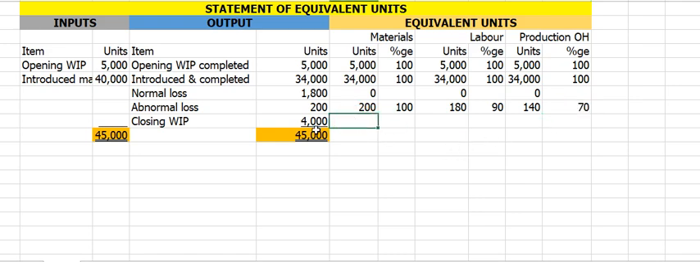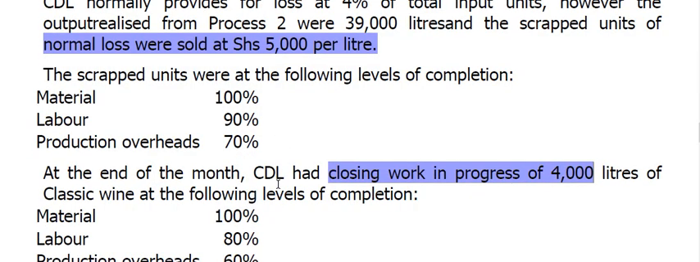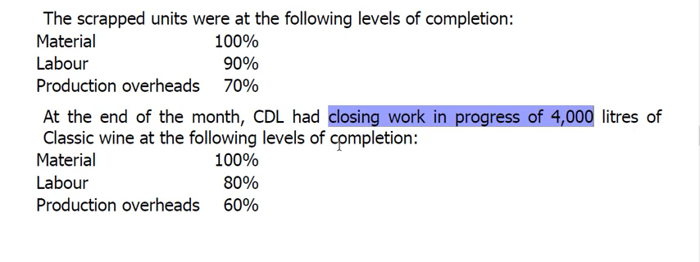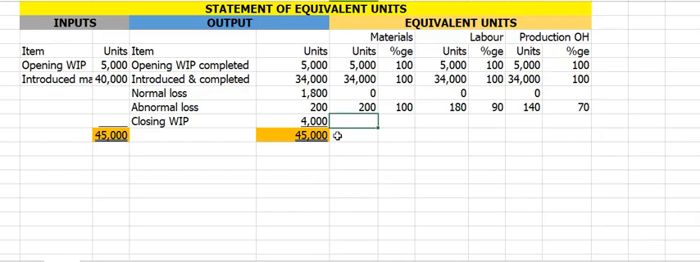This is 70. Closing work in progress: there are 4,000 units, and we have been told that the closing work in progress of 4,000 liters of flask wine is at the following levels of completion: 100, 80, and 60. So for the closing work in progress, get the equivalent units. Materials, that is this times 100%, that is 4,000. When it comes to labor, that is 80% times the 4,000 liters, making it 3,200. Degree of completion is 80%. Production overheads, 60% degree of completion with respect to the closing work in progress, making it 2,400.